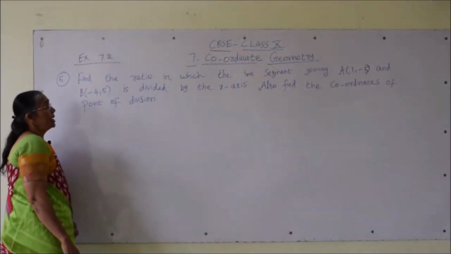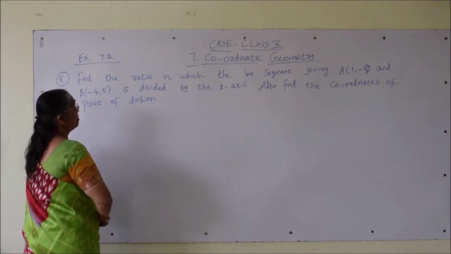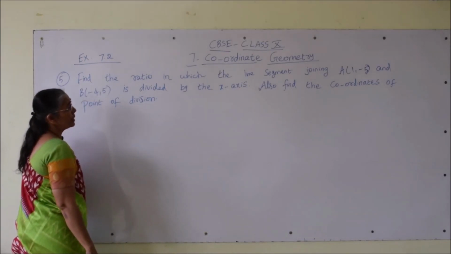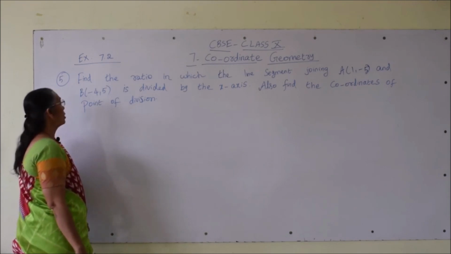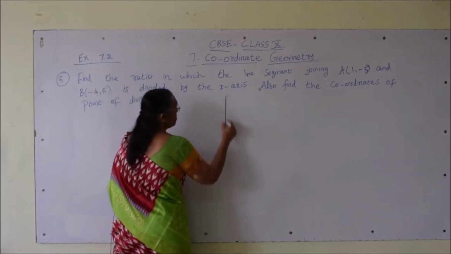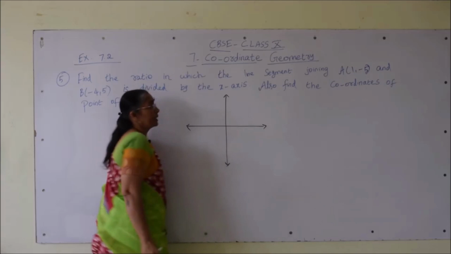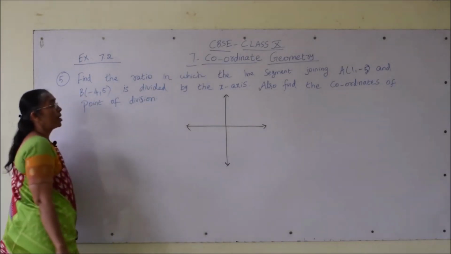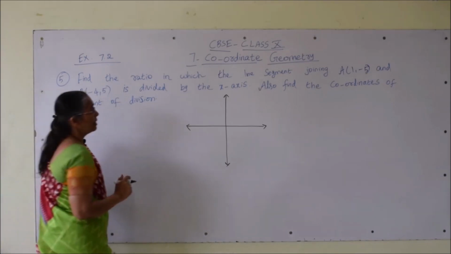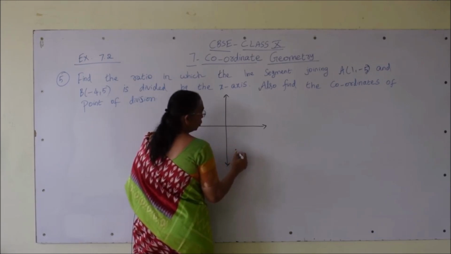Problem: find the ratio in which the line segment joining A 1 comma minus 5 and B minus 4 comma 5 is divided by the x-axis. Also find the coordinates of the point of division. Since the line segment joining the points is divided by the x-axis, let us plot the points in the rectangular coordinate system and see where the segment is divided. The first point A is 1 comma minus 5, so approximately I can plot it here. It will be in the fourth quadrant.